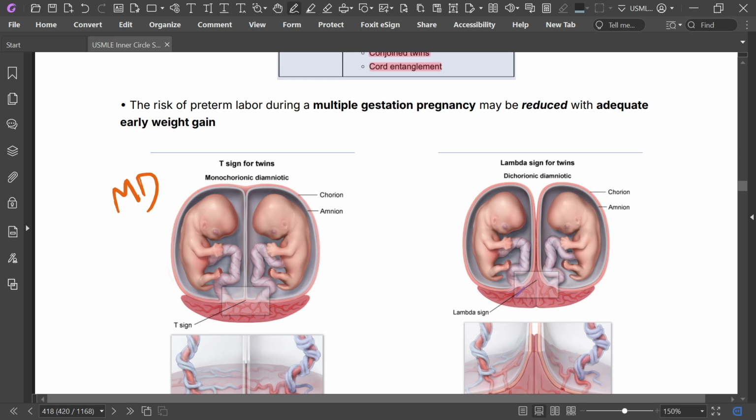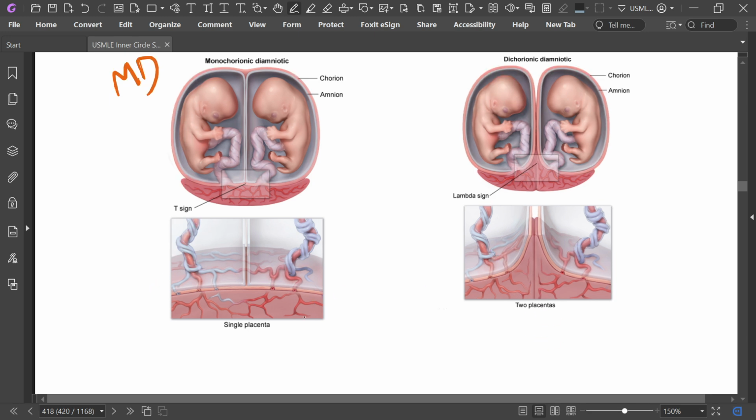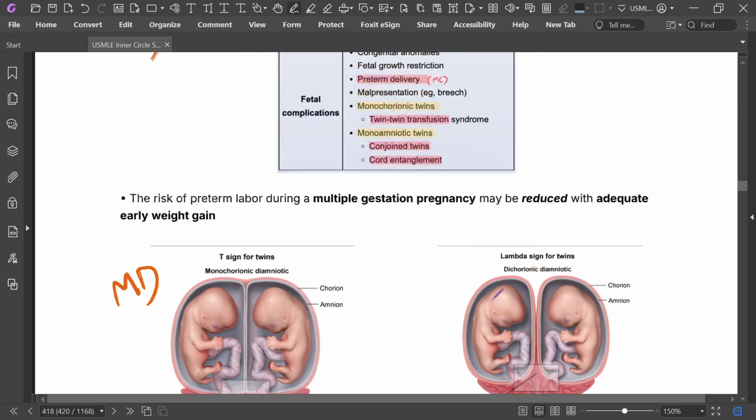In here, two placentas and two amniotic cavities. This is T sign. This is T sign. And this is the lambda sign. Two placentas. There is a single placenta. But in here, there are two placentas.